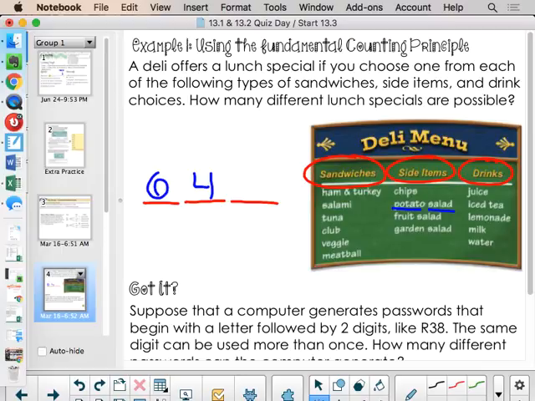How many drink choices? 5. All right, so by the fundamental counting principle, we are going to multiply all those numbers. So 6 times 4 is 24. 24 times 5 is 120. So there are 120 different ways for me to select my lunch.